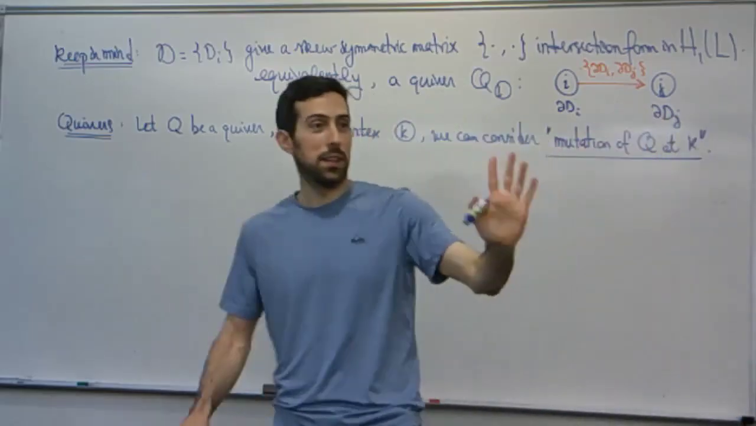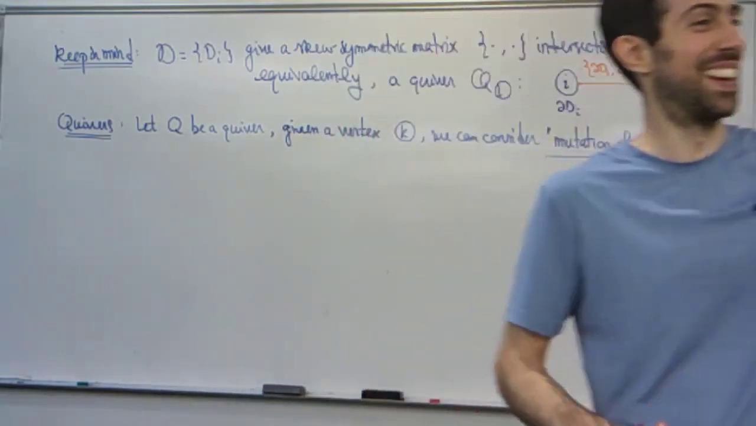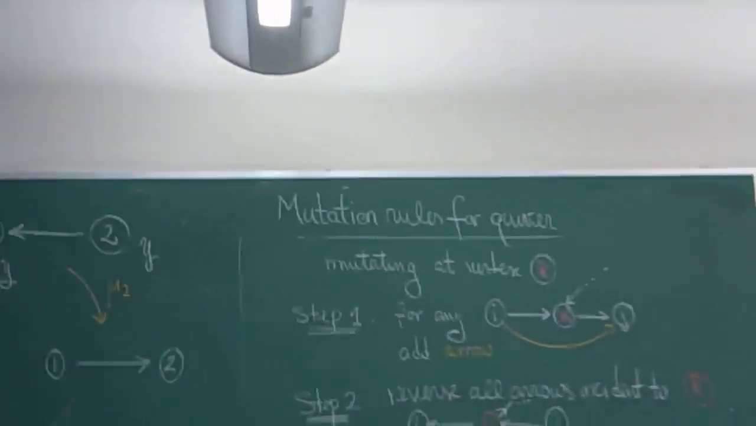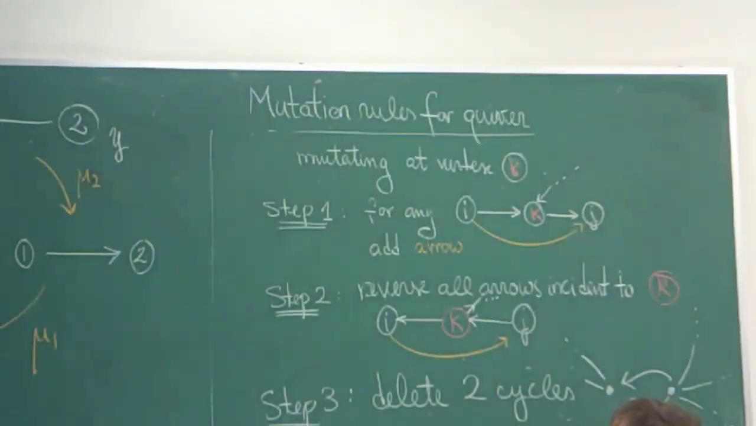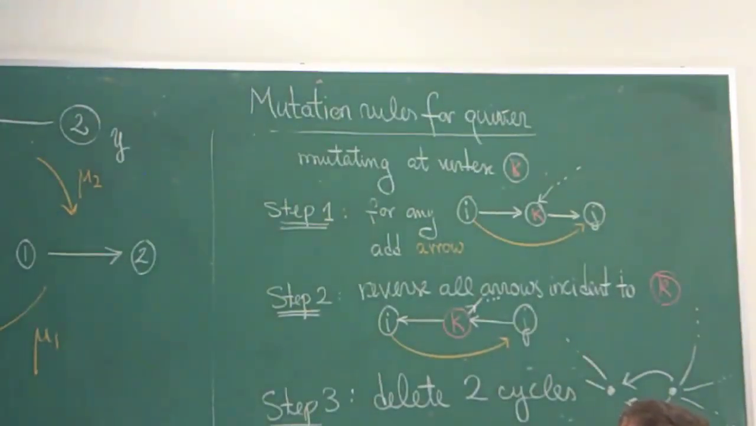I did write the general mutation rules in there, so if you forget them during the talk, you can go with that. I'm going to do an example, but essentially it has 3 steps. The first step is you look at every arrow coming from another vertex to K, and any arrow from K somewhere else. And then you add, that's the arrow in orange in there, an arrow from the vertex that was incoming to K to the vertex that was outgoing from K.